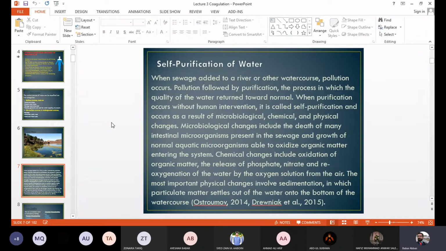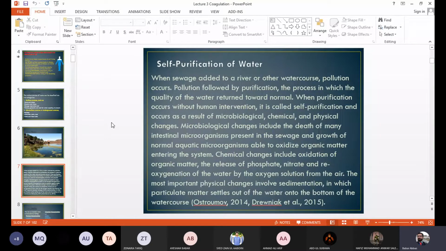Chemical changes include oxidation of organic matter, the release of phosphate, nitrate, and reoxygenation of the water by the oxygen solution from the air. The most important physical changes involve sedimentation, in which particulate matter settle out of the water onto the bottom of the water course.